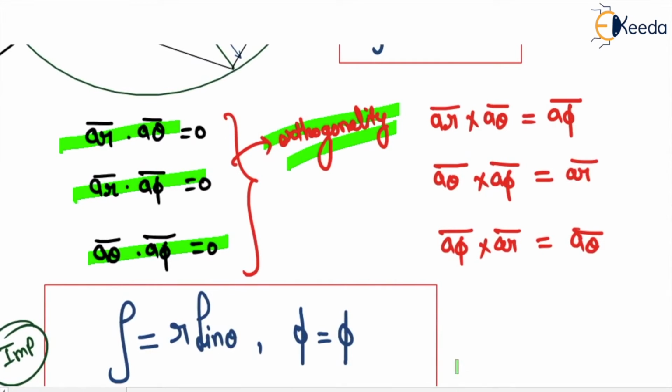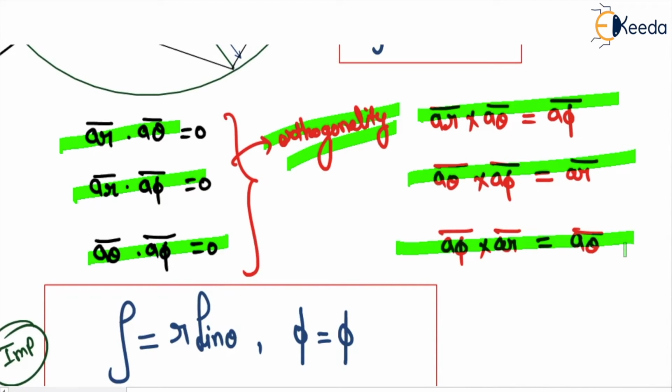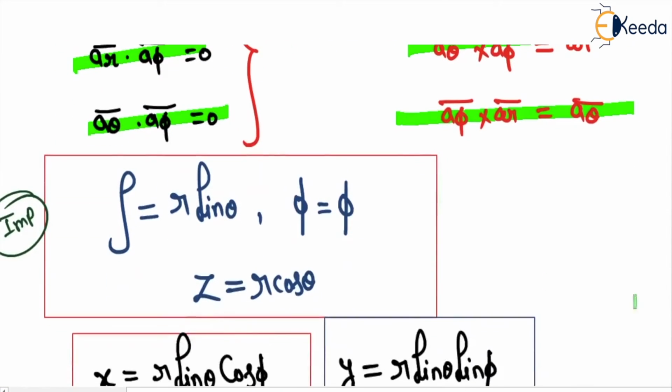And let me talk about orthonormality, or the right hand rule. So a_r cross a_theta is a_phi, a_theta cross a_phi is a_r, and a_phi cross a_r is a_theta. Here we make the relationship between the cylindrical and spherical coordinate systems. So rho is equal to r sine theta, phi is equal to phi, no change between cylindrical and spherical, and z is equal to r cos theta.